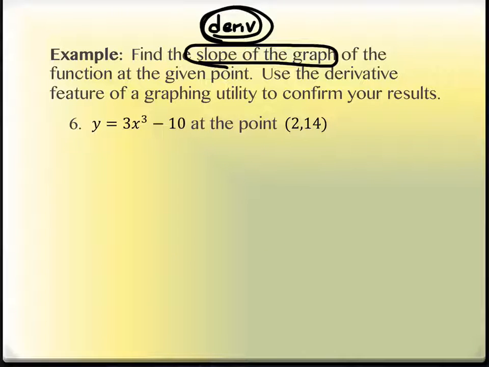So we have y equals 3x cubed minus 10. So what we're supposed to do first is to find the derivative. So what is the derivative of 3x cubed? 9x squared. And the minus 10? That's 0. So we've got 9x squared, and then we're supposed to be evaluating at the point 2, 1.